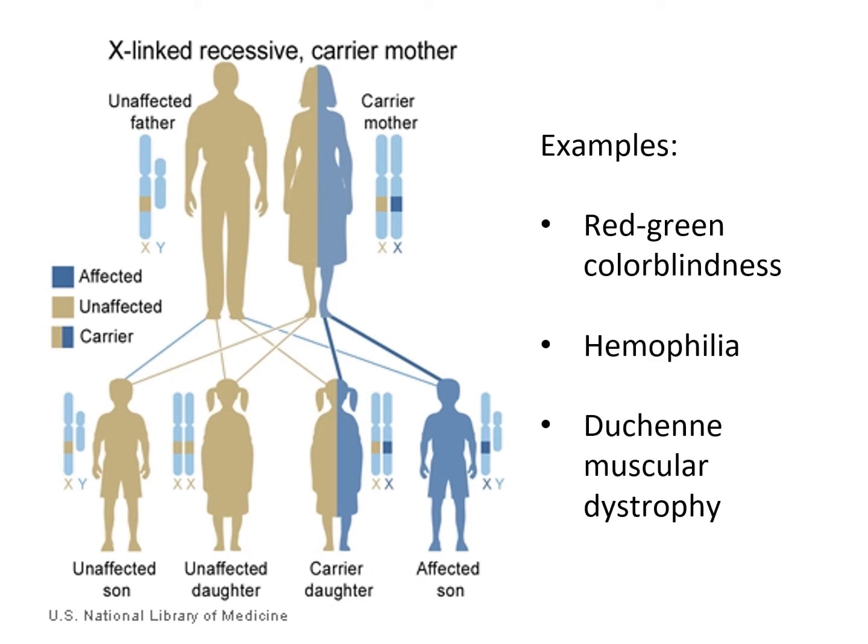Some examples of this in real life are a certain type of red-green color blindness. So if you happen to know anybody who's red-green colorblind, they're more likely to be male. Certain types of hemophilia, including one that was famously passed through Queen Victoria to several of her children, and a certain type of muscular dystrophy called Duchenne's muscular dystrophy. So these are all examples of X-linked recessive disorders that occur in people.